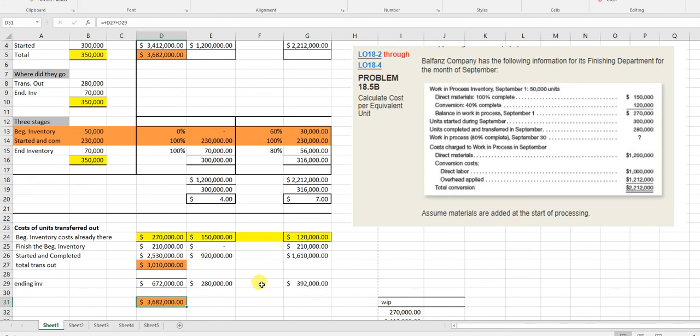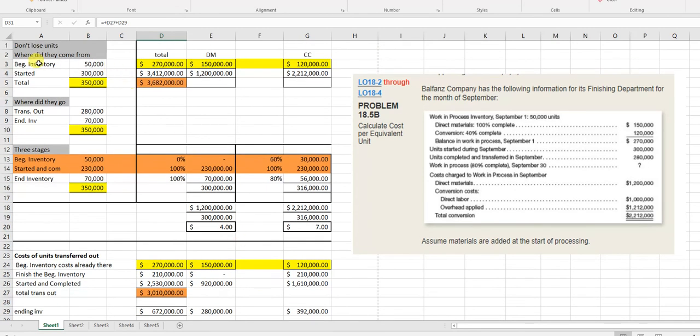So notice there's only two places inventory can be. It's either already there, 50,000 units and $270,000 worth of costs, or I added it this period. This is my units. These are my costs. And there's only two places they can come from, those two areas, and there's only two places they can go. They're either transferred out, 280,000 units at $3,010,000 worth of costs, and 70,000 units at 672. So next period, this line I've highlighted will become this line up here. And then I'll go through it again.